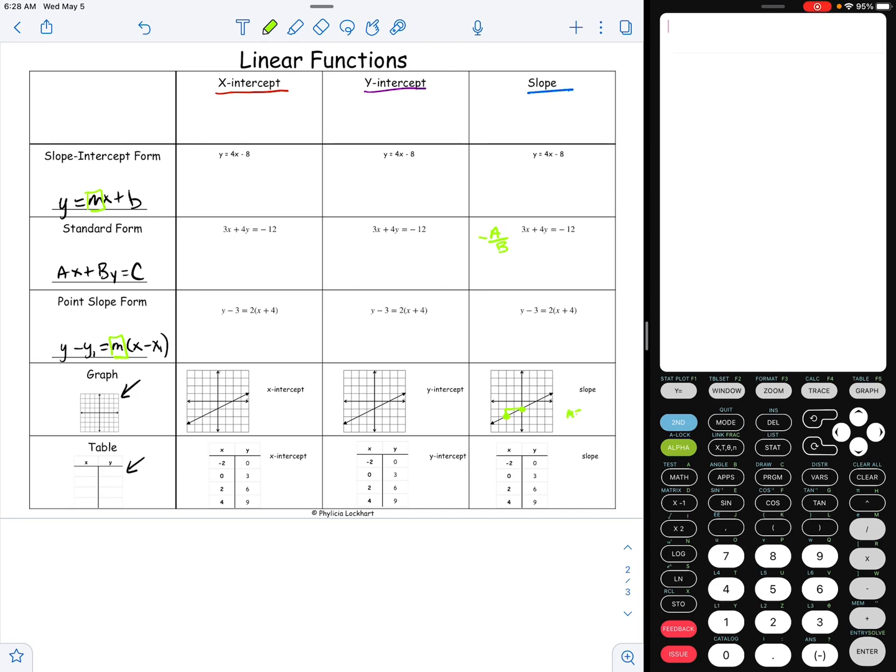If we look here at this table, it's pretty simple to see. We rose 1 and then we ran 2. So that's the slope there.